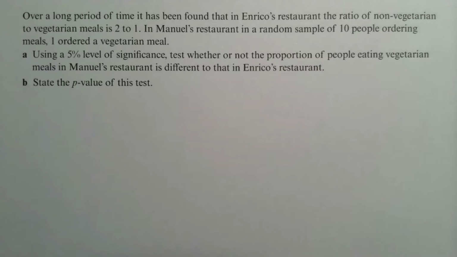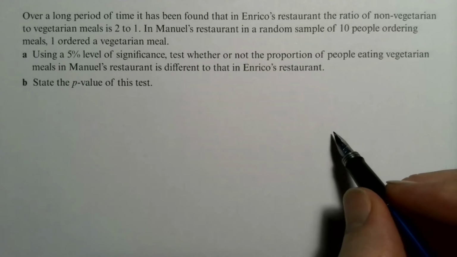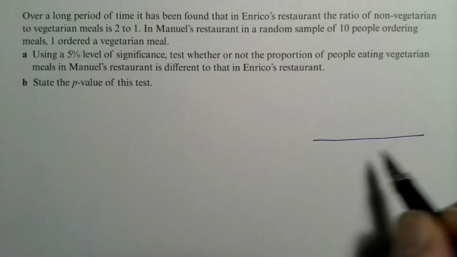Okay, so here's our example. Pause the video, give it a go. You should have had enough of an idea to be able to give this at least a shot. Right, so we've got a 5% level of significance test. I'm always going to start off by sketching what's going on.